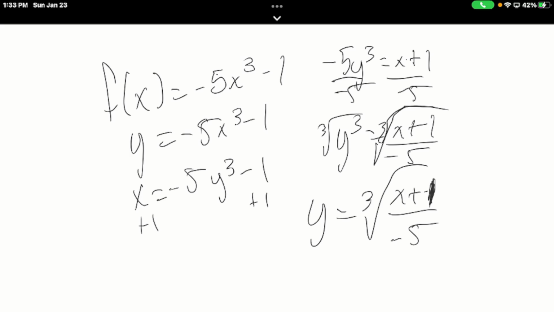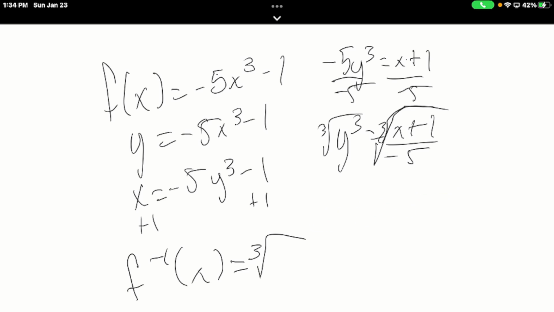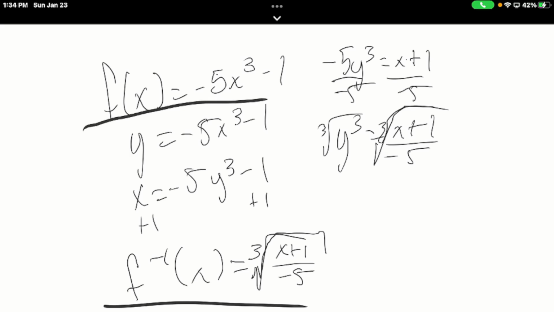Okay, now I'm going to replace that y with f inverse, and I'm done. This is going to be the cube root of x plus 1 over negative 5. Make sure that root goes over the whole fraction. And that's my inverse. So that's how you find the inverse of a quadratic and a cubic. I encourage you to try and make your own equations. You can literally make it whatever you want. You're going to get an answer out. Okay? Just make sure you have an x cubed and a constant. Find the inverse of it, practice it. This should be something that is relatively straightforward to get pretty good at.